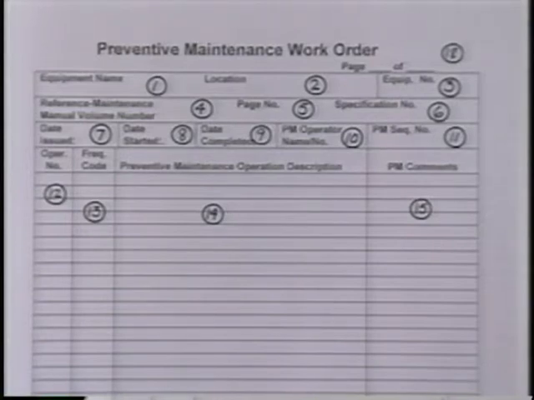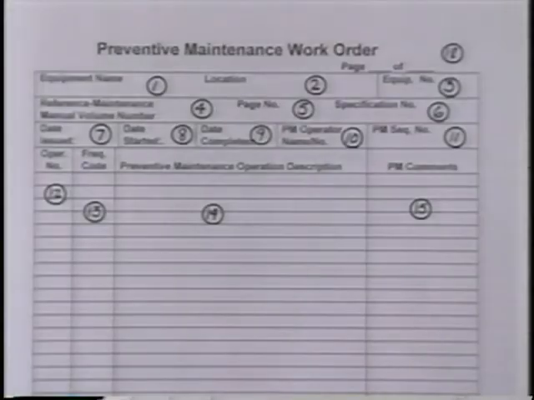The page number represents the page within the manual, and the specification number is this company's terminology for the paragraph within the page. So you can see by following this type of a layout, we're really zeroing in specifically for the data elements that comprise this PM work order.